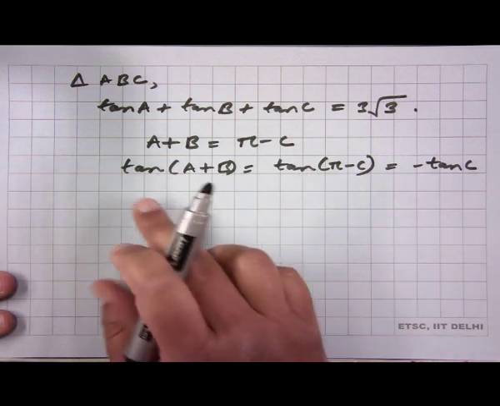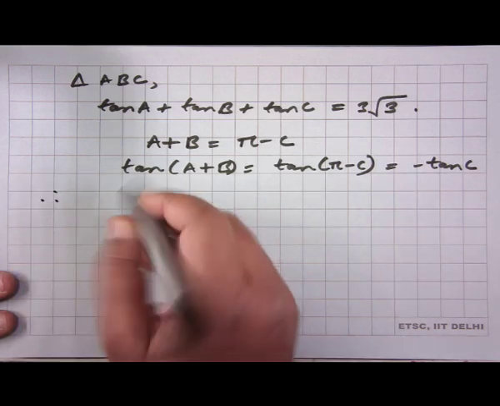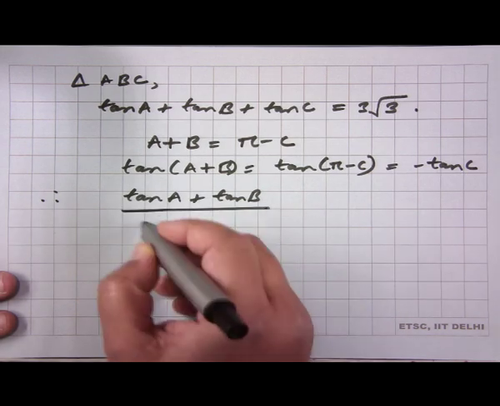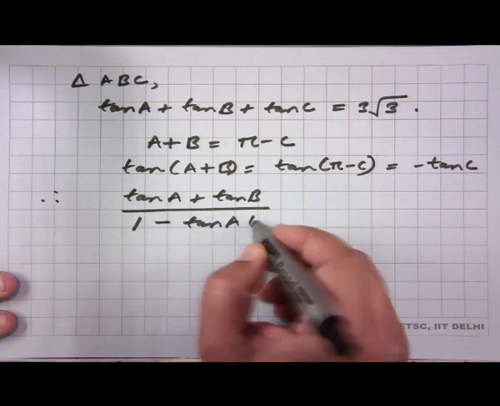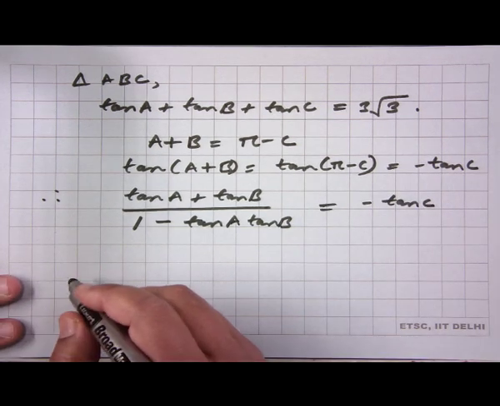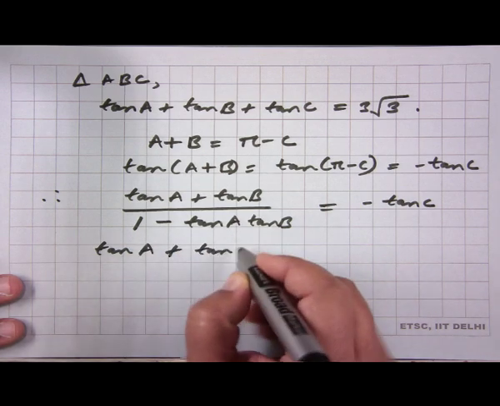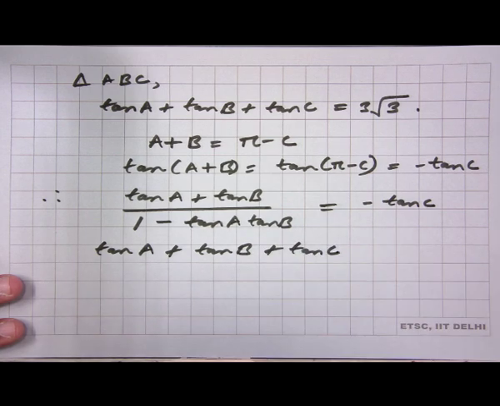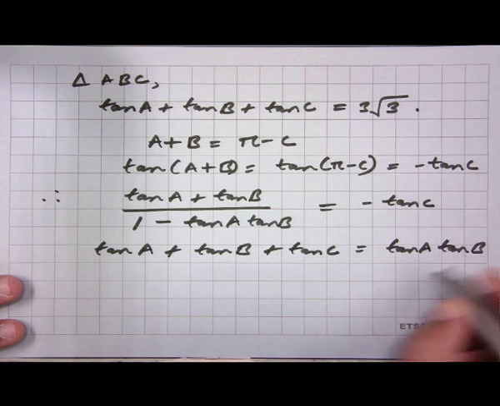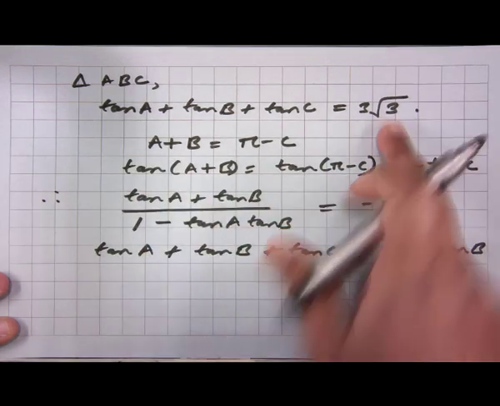But here we use the tan A plus B formula. So, tan A plus B is tan A plus tan B divided by 1 minus tan A tan B. Therefore, if this is true, then tan A plus tan B upon 1 minus tan A tan B equals minus tan C, and simplifying this will give us tan A plus tan B plus tan C equals tan A into tan B into tan C.